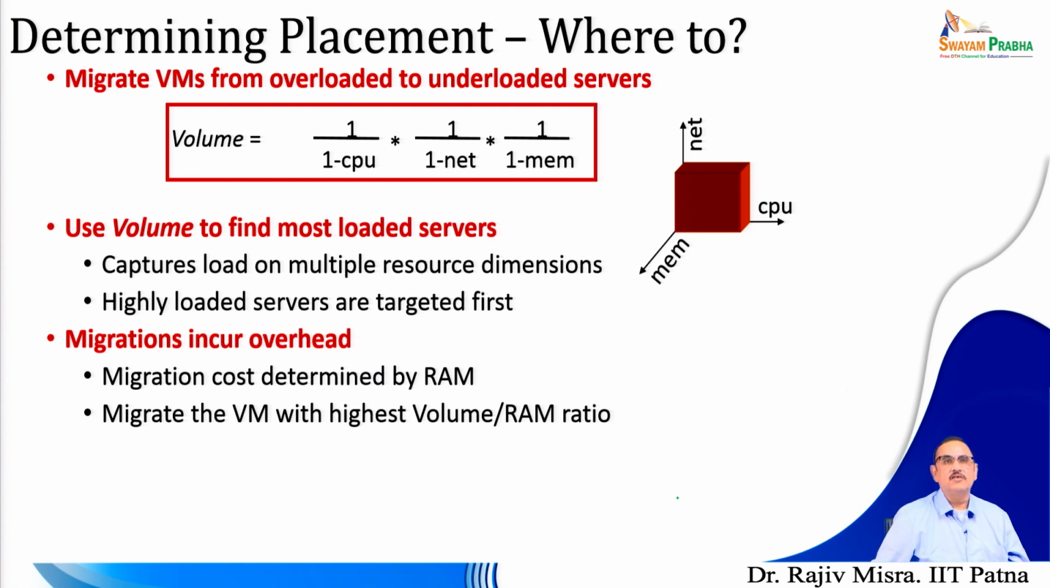For that, it requires a formula: volume is equal to 1 upon 1 minus CPU, times 1 upon 1 minus network, times 1 upon 1 minus memory. You can see that we use volume to find out the most loaded servers. It captures the load on multiple resource dimensions. Highly loaded servers are to be targeted first. Migrations incur overhead, and the migration cost is determined by the RAM, so we migrate the virtual machines with the highest volume per RAM ratio.